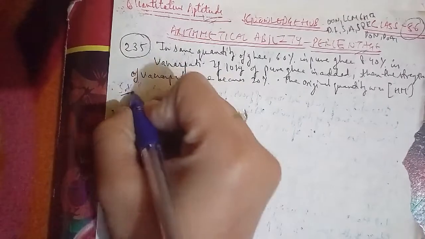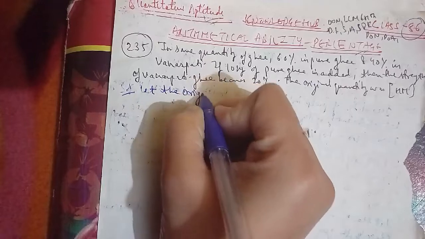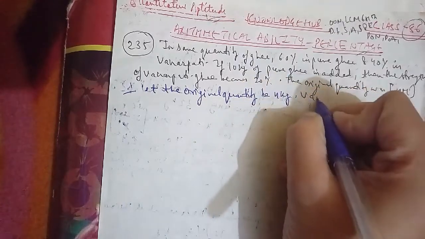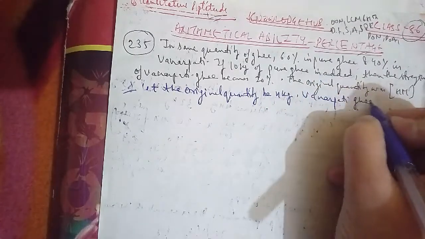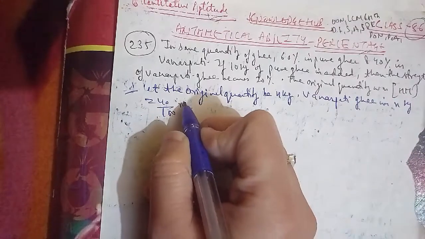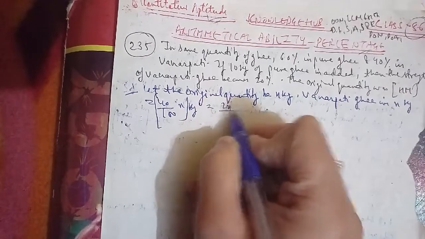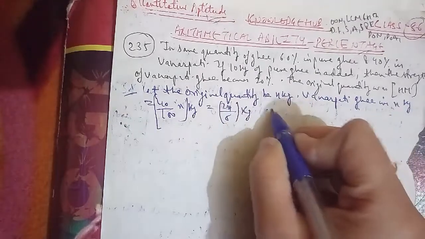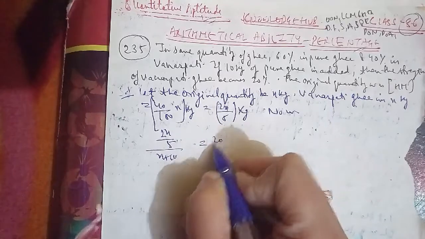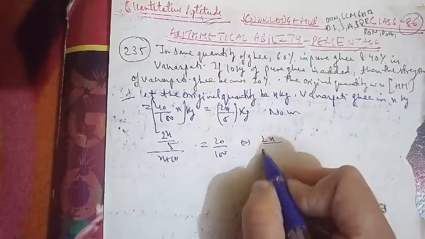So let the original quantity be x kg. Vanaspati ghee in x kg equals 40 upon 100 of x kg, which equals 2x upon 5 kg. Now, x equals 10.